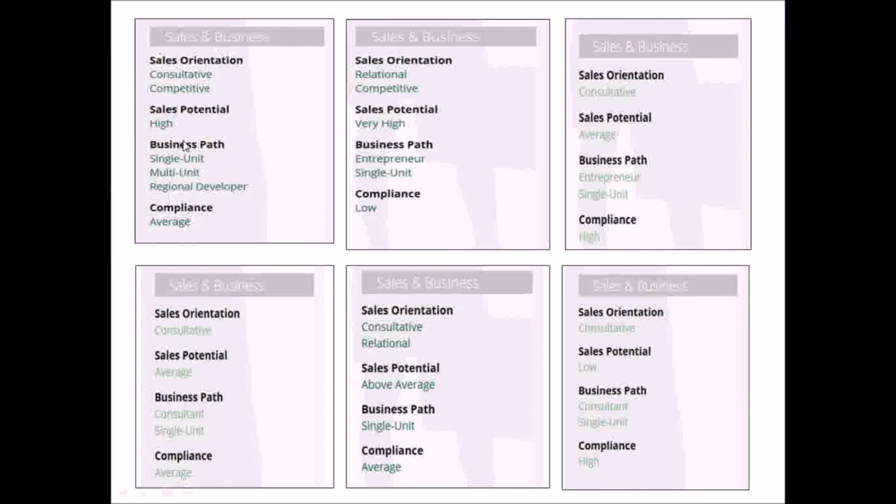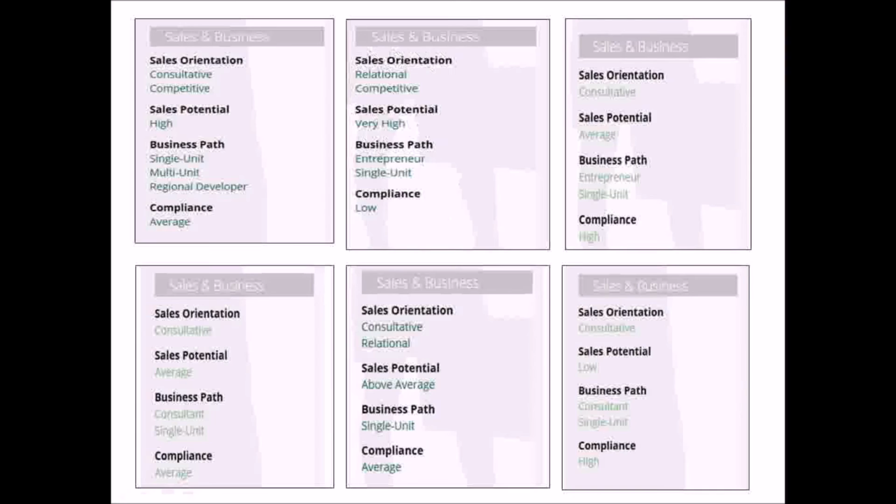This was the 76-year-old, and notice his sales potential is high. Here's a woman, and you can tell it's a woman because we can see the silhouette back there of the woman versus the man over here. The sales orientation, relational and competitive. Kind of an interesting combination, right? This would be like real estate sales would be a good example of a relational and competitive sales. Someone who has a very high sales potential. Her business path is entrepreneurial, single unit.